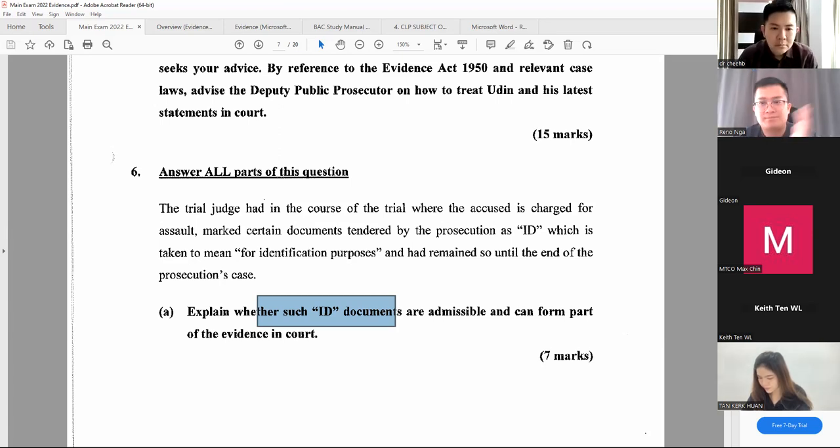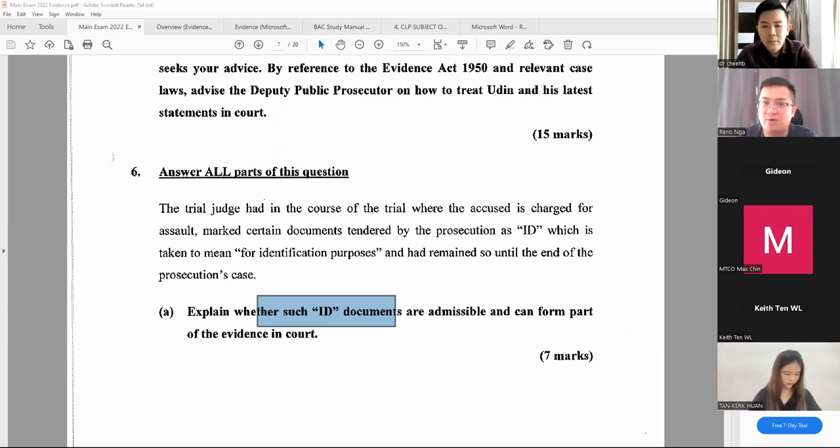Okay. So to answer this question, whether ID documents are admissible and form part of the evidence. Like I say, ID means identification purpose, observing. I'm observing only. So in that case, you couldn't answer without case law, because there is a case law to tell you can or cannot. So now let me show you the case law.